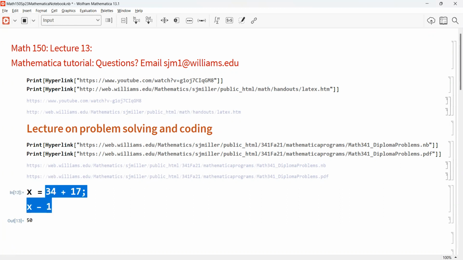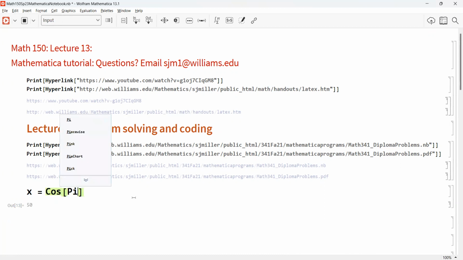I could let x be the cosine of pi. And so what would you expect that to be?